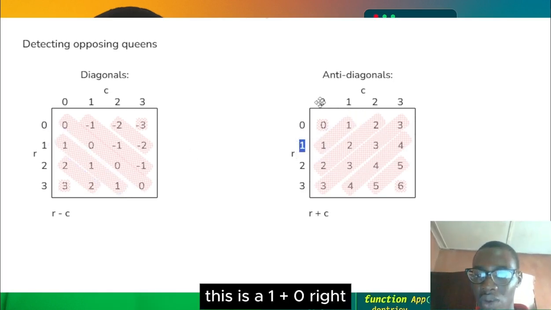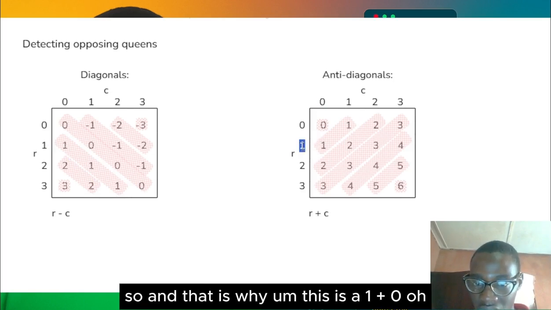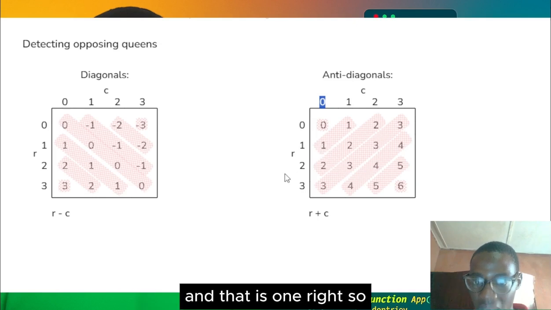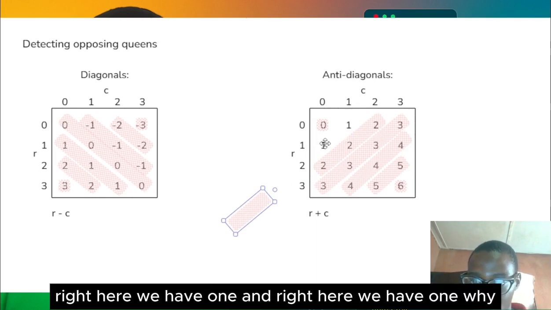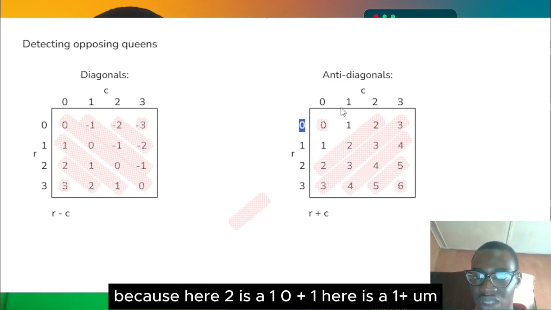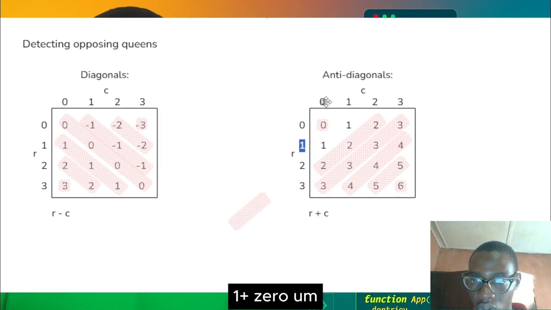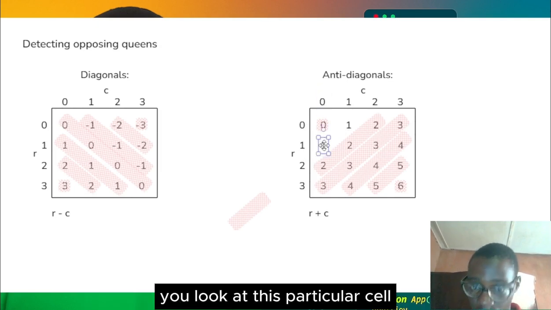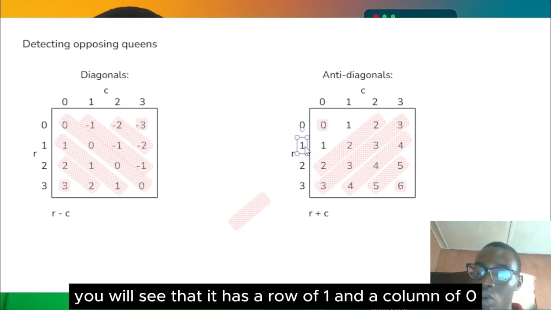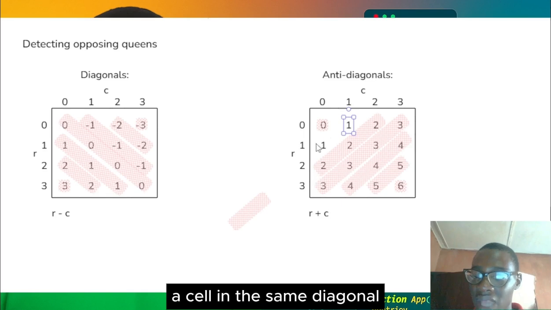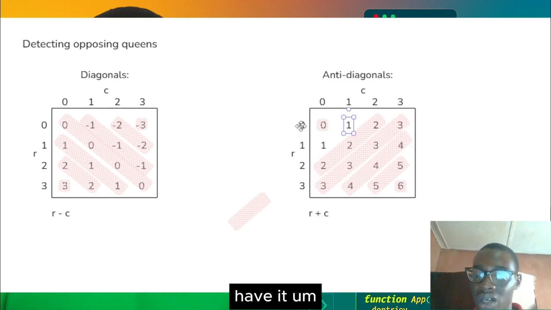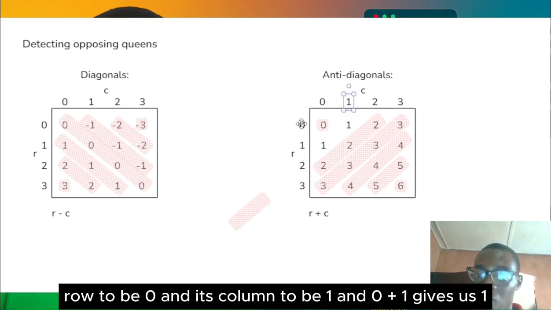So if you look at this, this is 1 plus 0, right? And that is 1. You see that right here we have 1, and right here we have 1. Why? Because here it is 0 plus 1, here it is 1 plus 0. And what I mean is that look at this particular cell. You will see that it has a row of 1 and a column of 0, right? And 1 plus 0 gives us 1. Similarly, another cell in the same anti-diagonal has its row to be 0 and its column to be 1, and 0 plus 1 gives us 1.